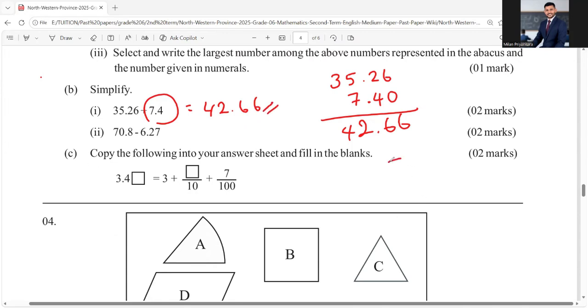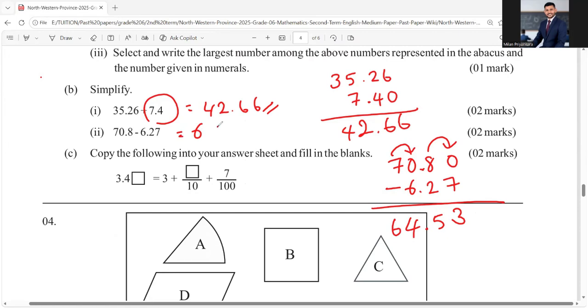And there's subtraction on the next question, 7.8 also has 6.27. This is 80. Right. Then you take 1 from here, 10 minus 7 is 3. Now this 7, 7 minus 2 is 5. And you have to take 1 from here, 10 minus 6 is 4. This is now 6. The answer is 64.53.